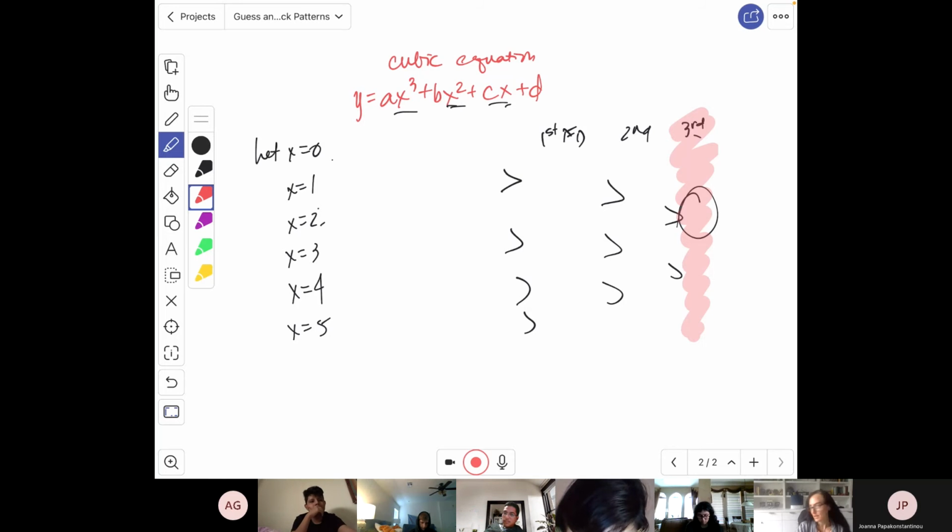Same thing with you, Abiella. You're trying to figure out what the third finite difference is. Eric, try to figure out what the fourth one is without deriving it, but if worse comes to worse and you can't think of it, derive it.